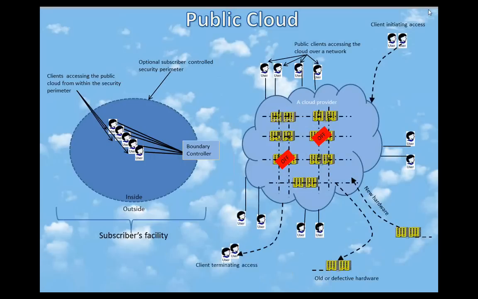Then I have a public cloud. If it's a public cloud offering, the customer doesn't need to worry about the hardware, software, or how access will be given. Clients are accessing the public cloud from outside. Since it's multi-tenant, you can see other organizations and other users are also accessing the same cloud. If hardware is obsolete, it can be replaced; you can see the new hardware here, and defective hardware can be removed. If a client is terminating access, if you are calling off the subscription or don't want to use the services further, those can be terminated by the public cloud service provider.